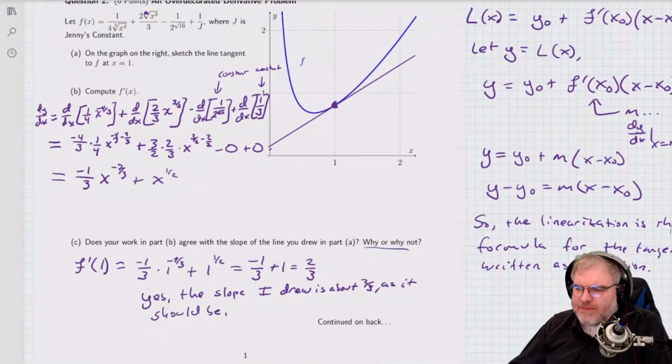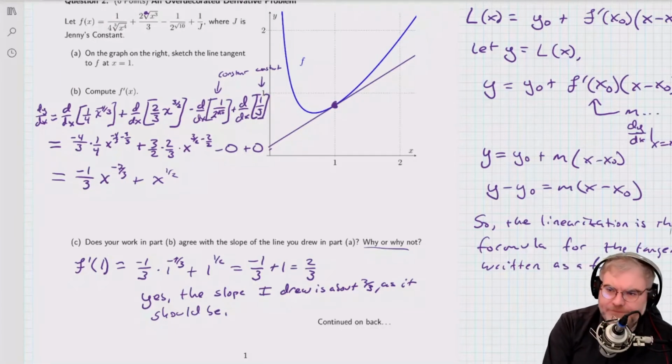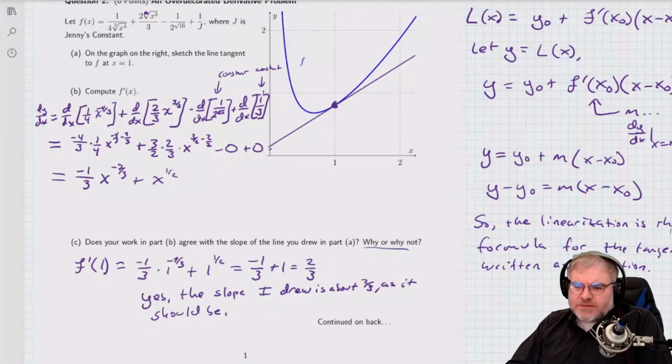All right, how do we feel about this problem, 1 to 5? Let's see. Multiple choice.